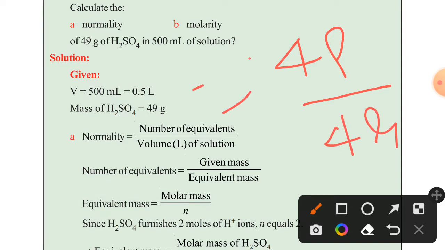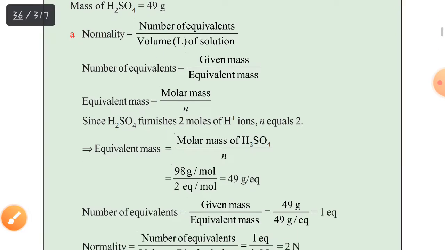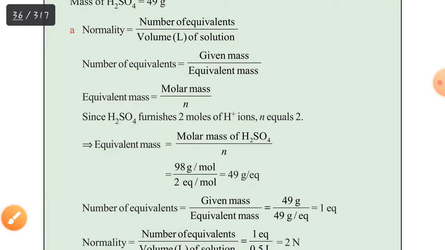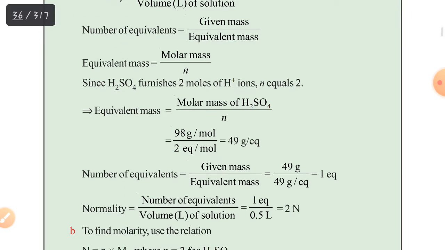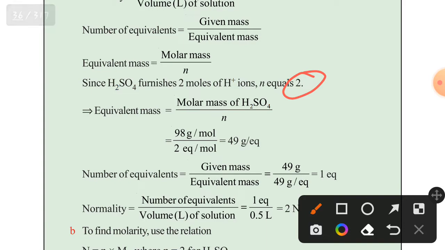Okay, look. Equivalent mass. Since H2SO4 furnishes 2 moles of hydrogen ions, N equals 2. Equivalent mass is equal to molar mass of sulfuric acid over N. So 98 gram per mole over 2 equivalent per mole, which is 49.